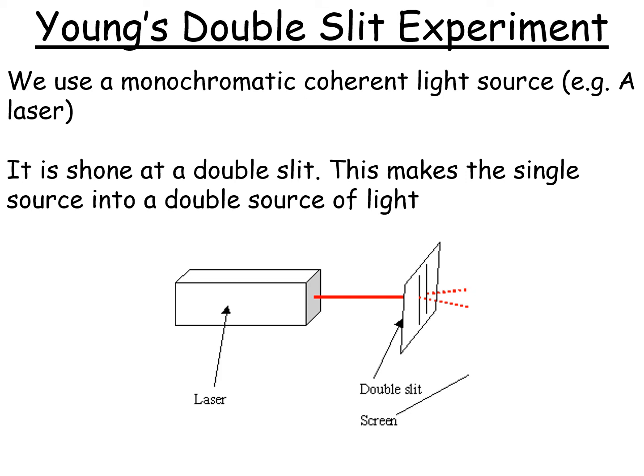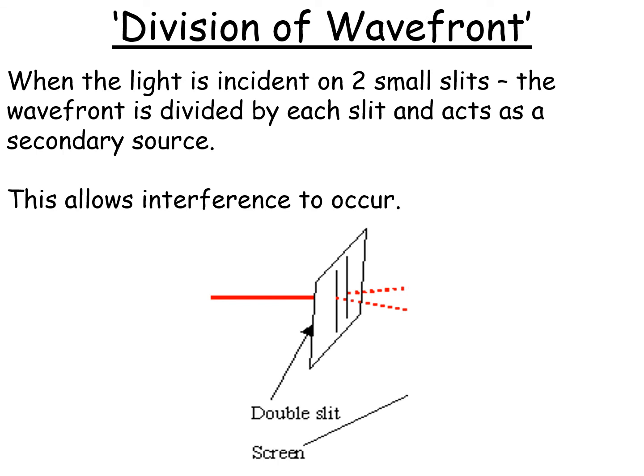It's shone at a double slit. This makes a single source into a double source of light. So from a single wavefront, we now have two wavefronts. So we're going to show you what that looks like in a couple of slides. Now, when the light is incident on two small slits, the wavefront is divided by each slit and acts as a secondary source. This allows interference to occur. And this is just a fancy way of saying we've got one wavefront. When it gets to the two slits, it separates or divides into two wavefronts.